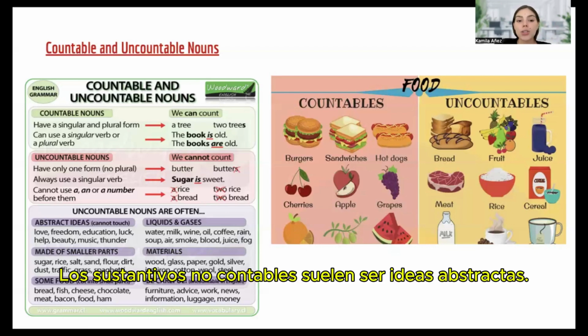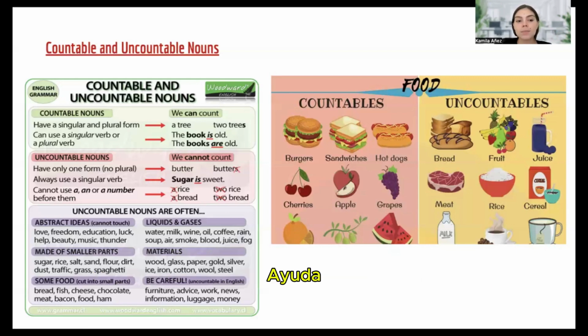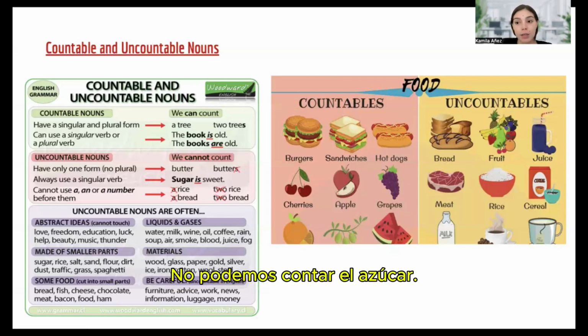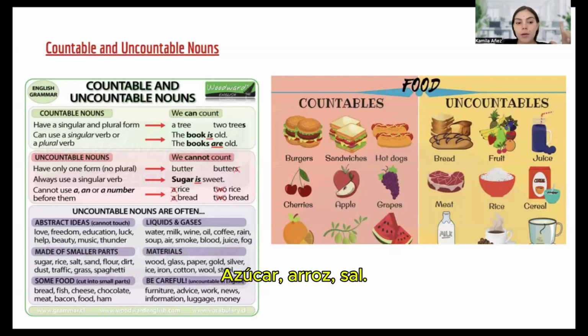Okay? Uncountable nouns are often abstract ideas, so that means we cannot touch them, such as love, freedom, education, luck, help, music, thunder, okay? Or things made of smaller parts, such as sugar, we cannot count the sugar. We cannot say, I have two sugars, right? Sugar, rice, salt, sand, flour, dirt, dust, traffic, grass, or spaghetti.